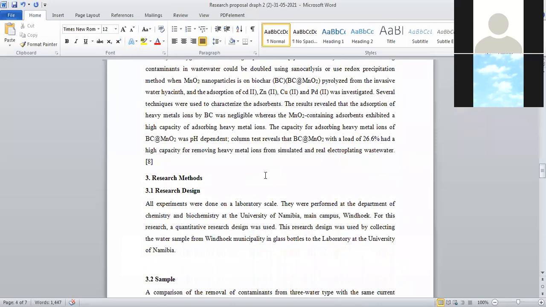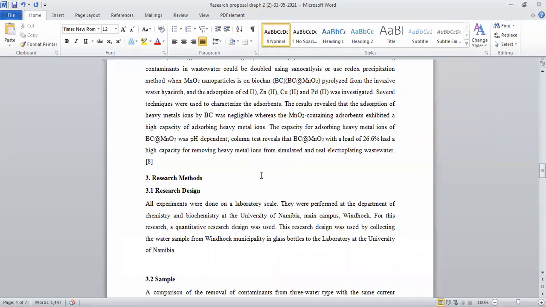Then next, after the literature, you'll come to the research methods, next heading, that will be 3. Then 3.1, research design: how you will be conducting the experiments, like all experiments are done at laboratory scale, in which department, city, and whether qualitative or quantitative research design you will be doing.